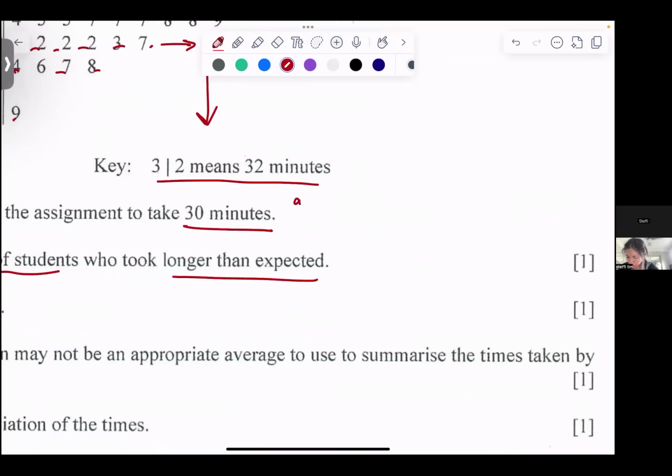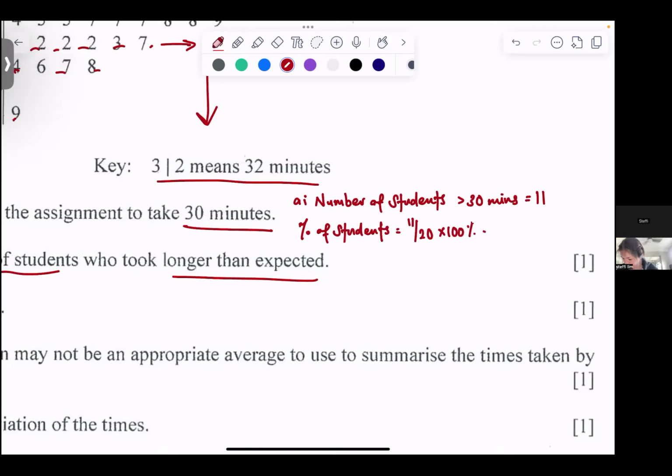For part 1, I'm just going to write my answers here. Number of students who took more than 30 minutes, and that's 11. And then percentage of students is just 11 over 20 times 100%. That is equal to 55%.